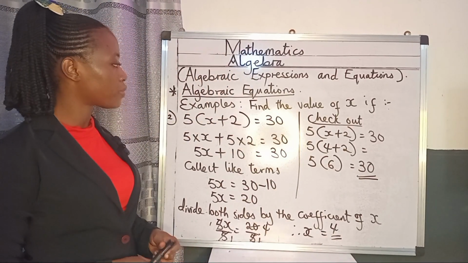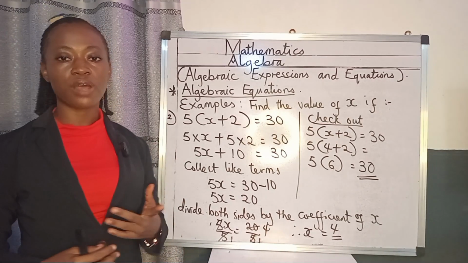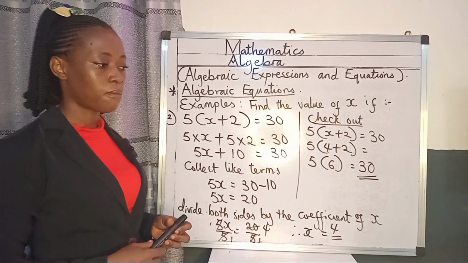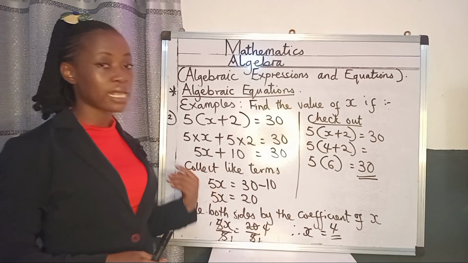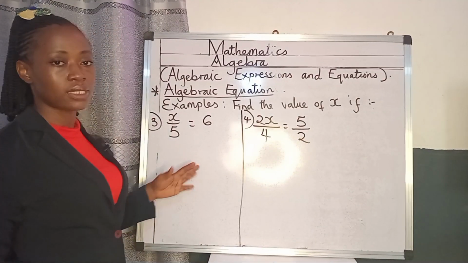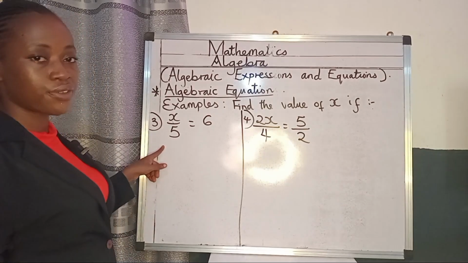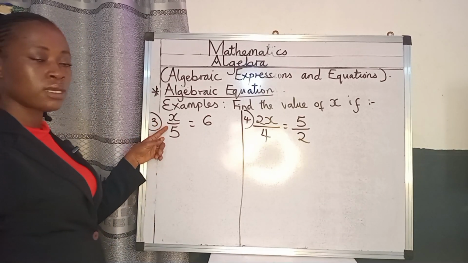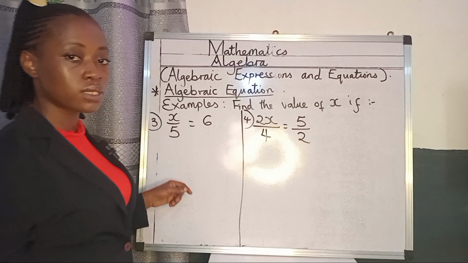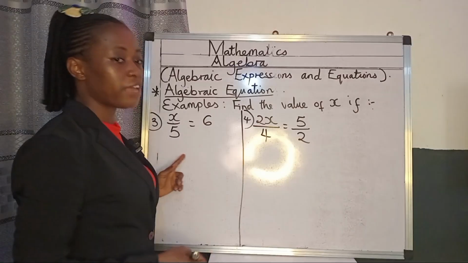Alright, I think I should give you another question that has a fraction in it. Okay, let's look at example 3. Alright, class, here is another example. Example 3 says find the value of x. Now you have that x over 5 is equal to 6.